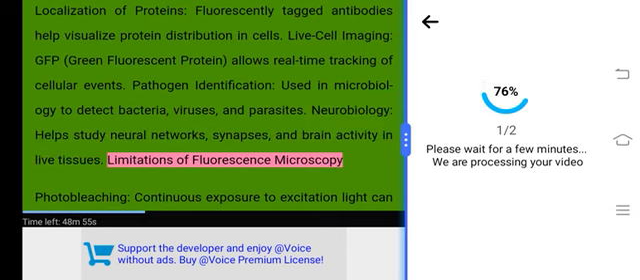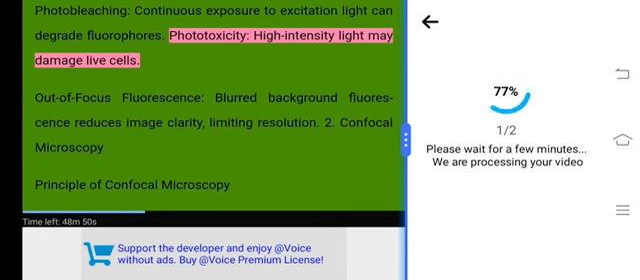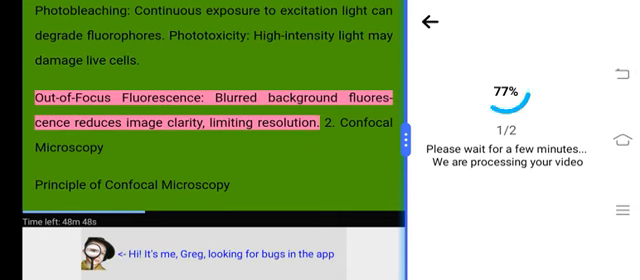Limitations of fluorescence microscopy. Photobleaching, continuous exposure to excitation light can degrade fluorophores. Phototoxicity, high-intensity light may damage live cells. Out-of-focus fluorescence, blurred background fluorescence reduces image clarity, limiting resolution.